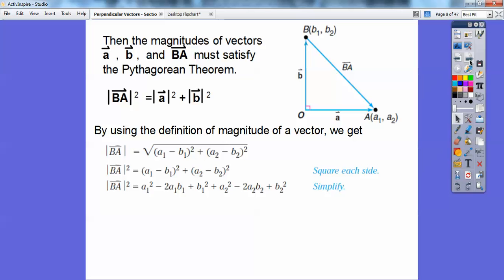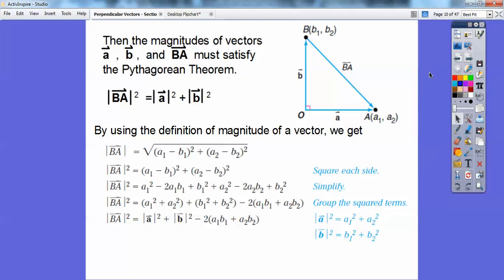So I FOILed all that out, and then I'm going to combine all the a squareds together and all the b squareds together. Then I had two quantities of the two a1b1s and two a2b2s. So I pulled out the 2 out of both those, and I pulled out the negative 2, so it changed that to a plus. You guys with me right there? And then I'm going to convince you, hopefully, that this equals my vector a squared and this equals my vector b squared.